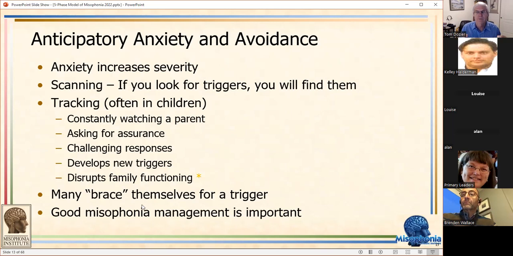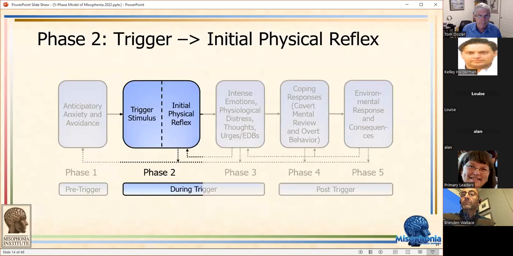Many people will brace themselves for a trigger. You're worried about it. It might happen. You're going to almost physically tense up and get ready to take the blow. And that actually makes your misophonia triggers stronger. And so I found that good misophonia management, if you have the ability to be safe, then you don't have to be afraid that you're going to get zapped or tortured by triggers.